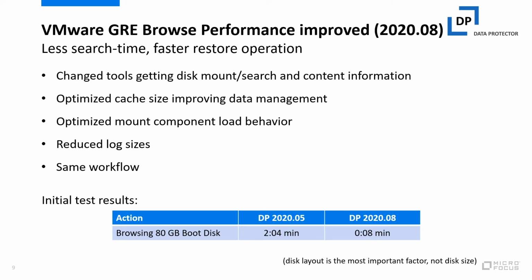The combined result of the improvements have made a drastic improvement in the browse performance, as can be seen in the example, where we improved from slightly over 2 minutes in the 2020-05 release to under 10 seconds in the 2020-08 release. This is another reason why, when considering an upgrade, you should always be looking at the most recent release to be able to take full advantage of all the improvements incorporated into the product.